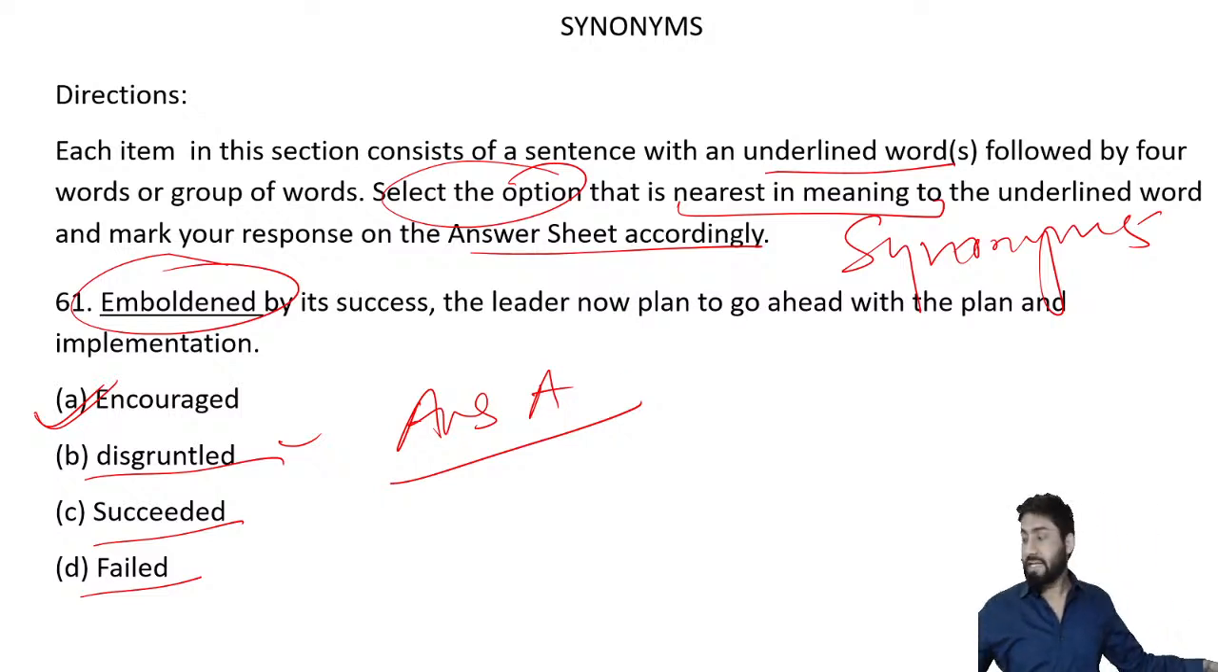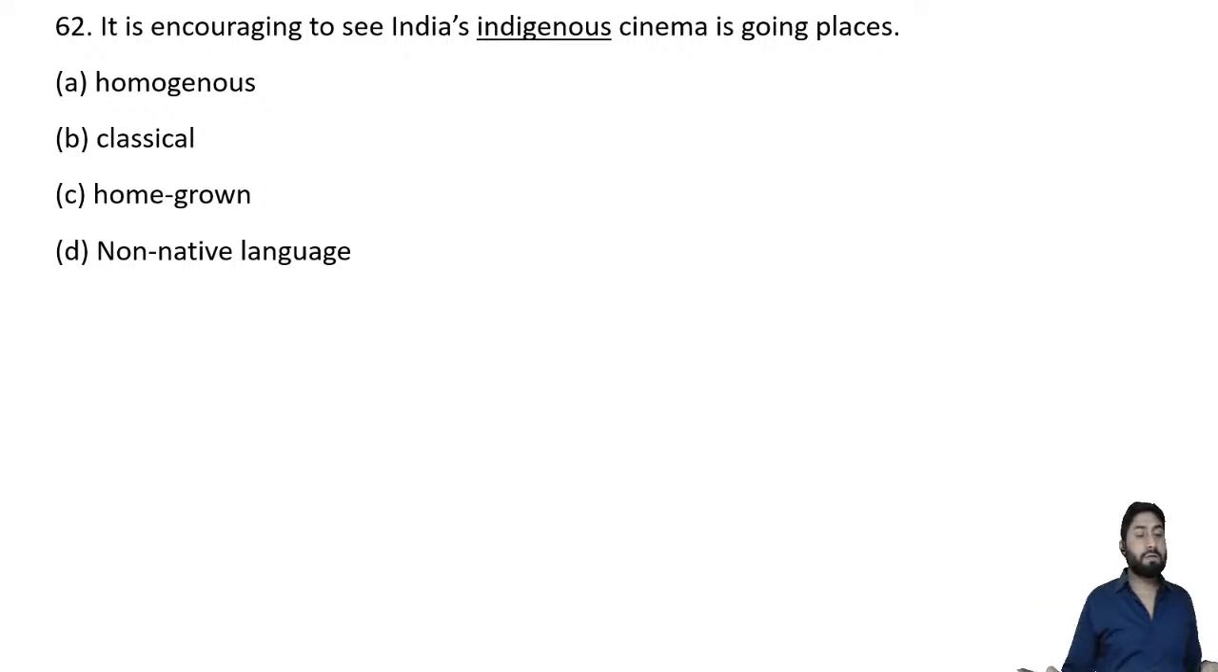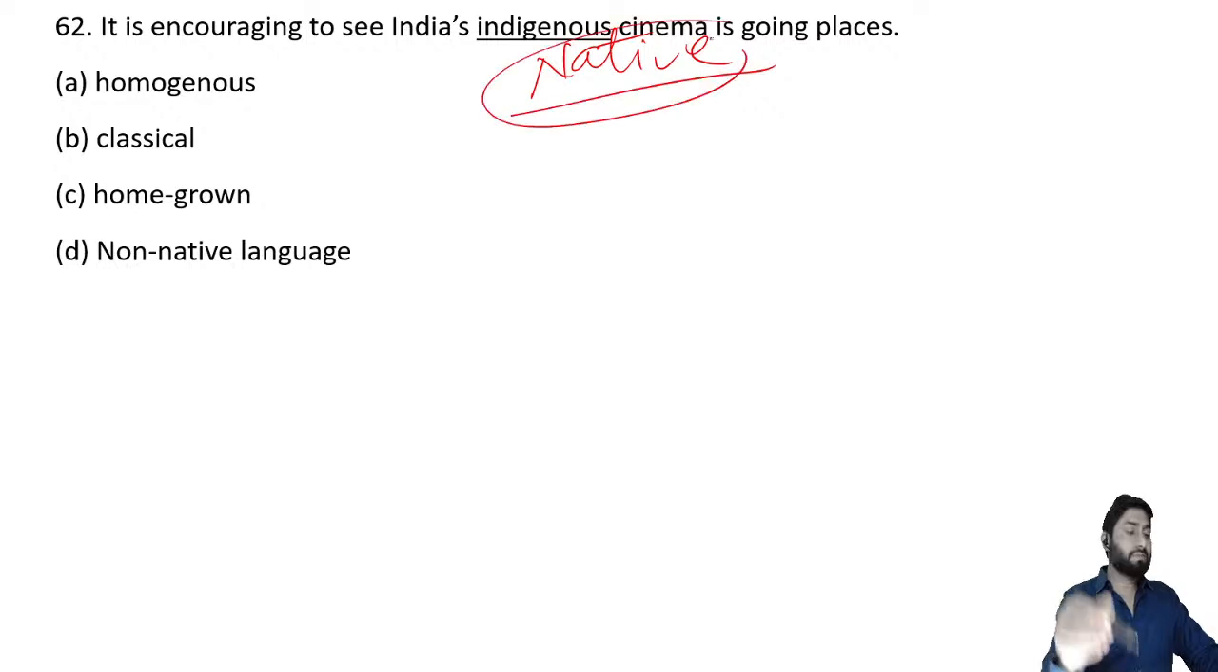Now let's move to the next one. 62. So it is encouraging to see India's indigenous cinema is going places, right? So you can keep checking if there's some wrongly typed things and all. So indigenous ka matlab, that native, something that belongs to that place. That's indigenous. So homogeneous, classical, homegrown, non-native language.